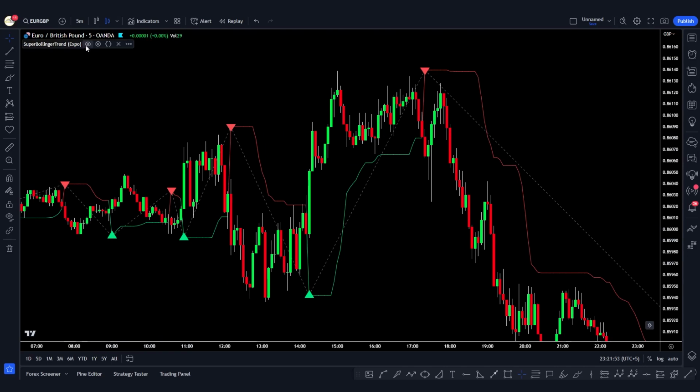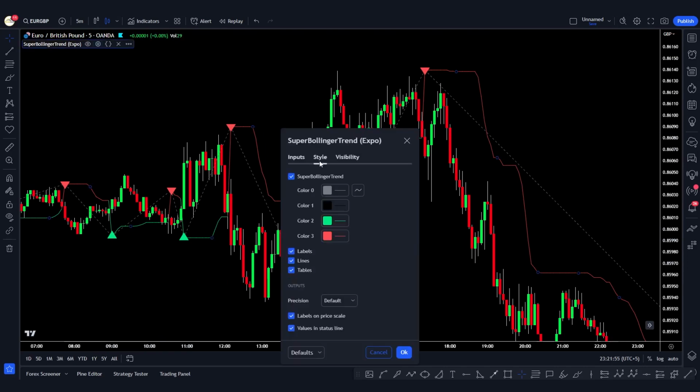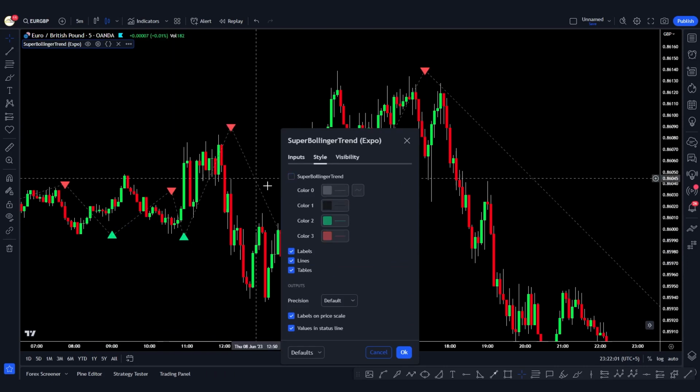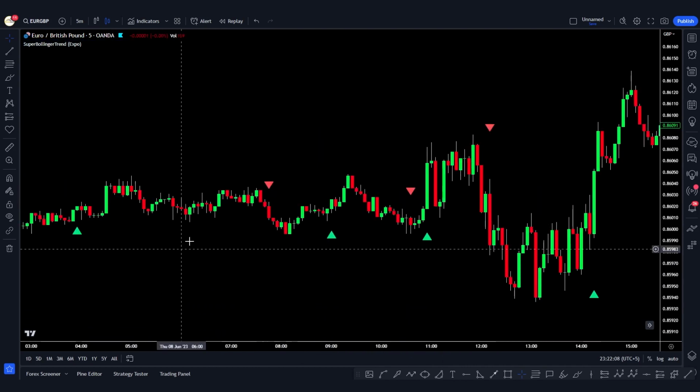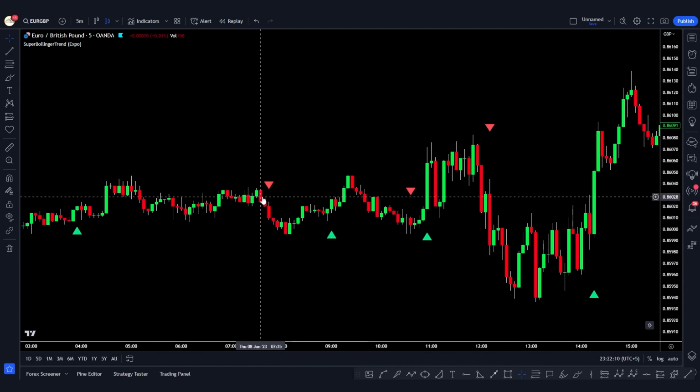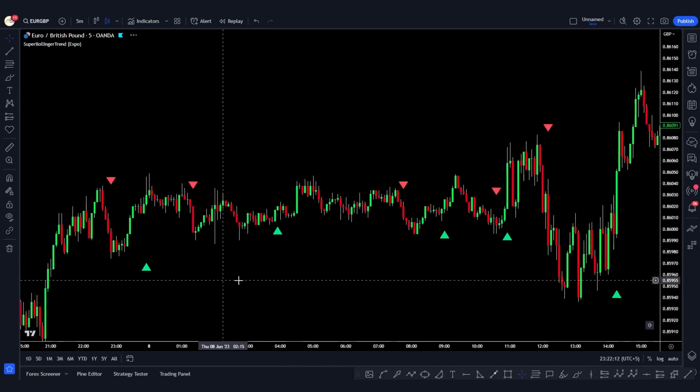Now let's go ahead and modify the settings of this indicator. For that, we're going to go towards the settings tab, and inside here we're going to go towards the style and uncheck this Super Bollinger trend, so that we'll only be seeing these labels that are red and green in color. And also we're going to uncheck these lines and tables. So now we can see the indicator is giving us these clear signals based upon the SuperTrend and the Bollinger Bands in its settings.